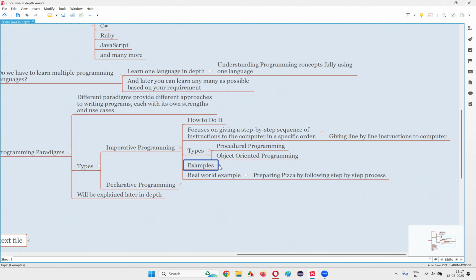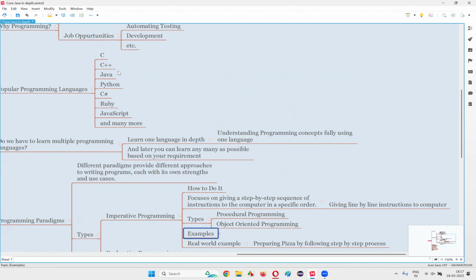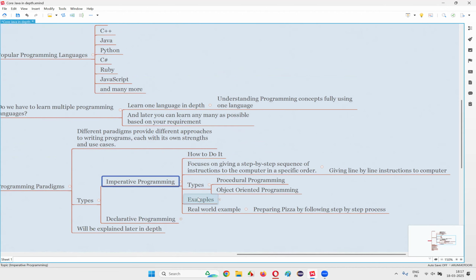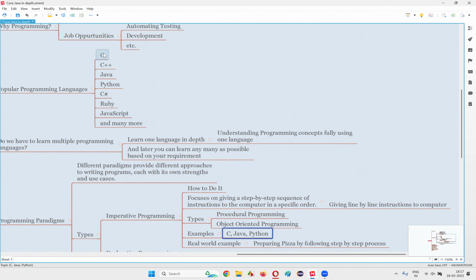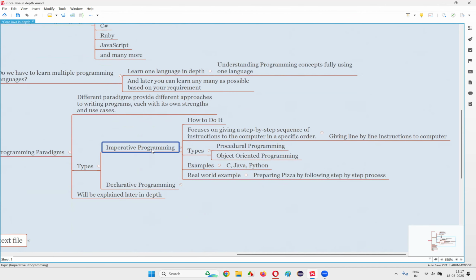So what are the programming languages which follow imperative programming? The main programming languages we use generally fall into imperative programming. For example, C, Java, Python, whatever I have listed here, where we give instructions to the computer in a step-by-step format. If you are into C, Java, Python, C Sharp, Ruby, JavaScript, etc., you already know what imperative programming is.